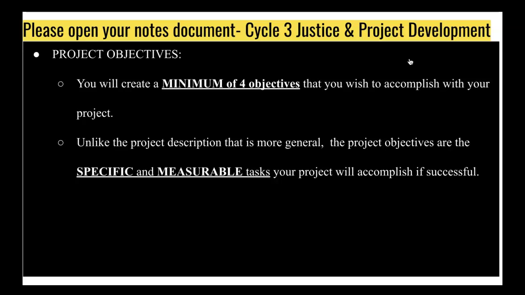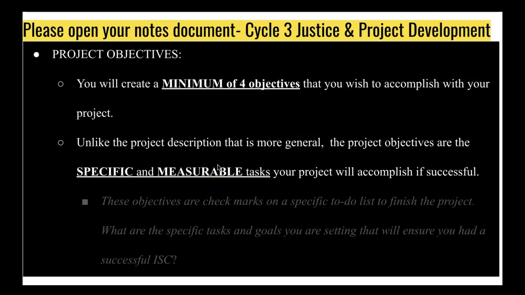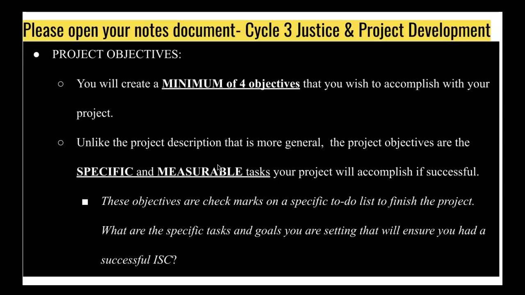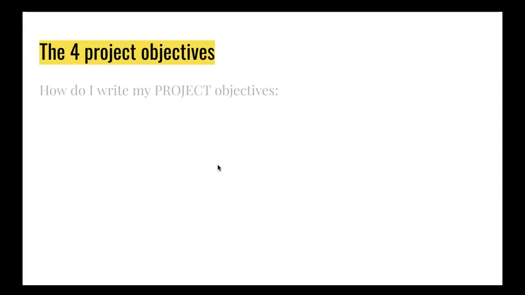Let them know that there's going to be a part of their proposal that's a project description, which is very general, whereas the project objectives are specific and measurable tasks. And I think this is always helpful for kids: I give this definition that these objectives are sort of like check marks on a to-do list to finish their project. Give them these notes.